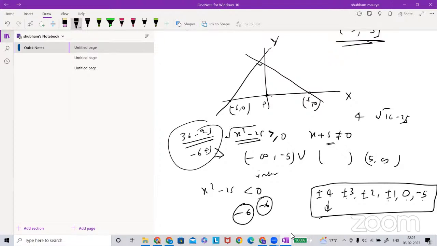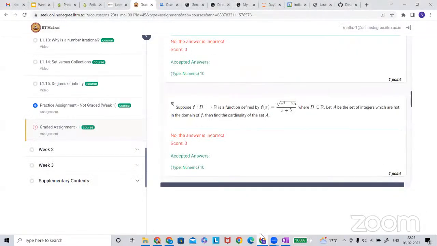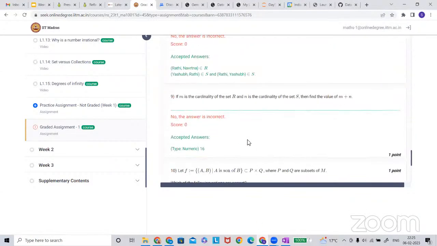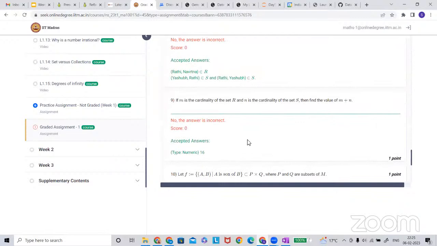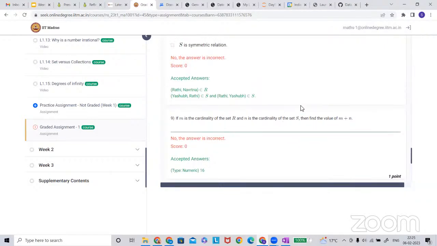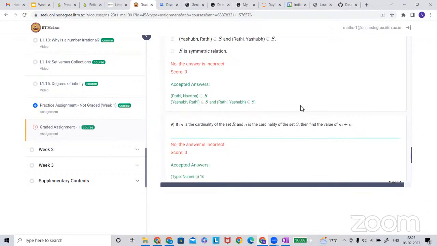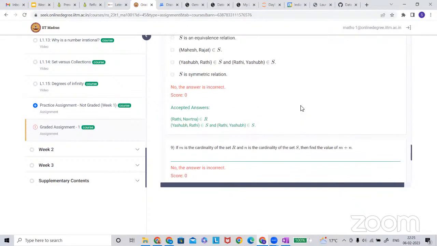Okay, sir. Sir, ninth question also, sir. M is the cardinality of the set R and N is the cardinality of the set S. Then find the value of M and N. So you need to calculate, right? R is the relation, S is the relation. Just calculate what the pairs in R are going to be, and what the pairs in S are going to be. That's all.